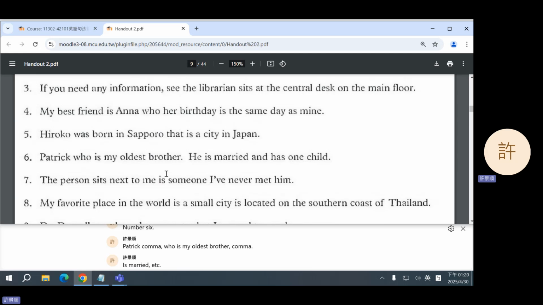Number 7, who is sitting or just sitting? And then take out the him. Right? This is someone who I've never met, whom I've never met, that I've never met. You don't need the him. Or just I've never met because this is the object. You can skip it if it's the object.